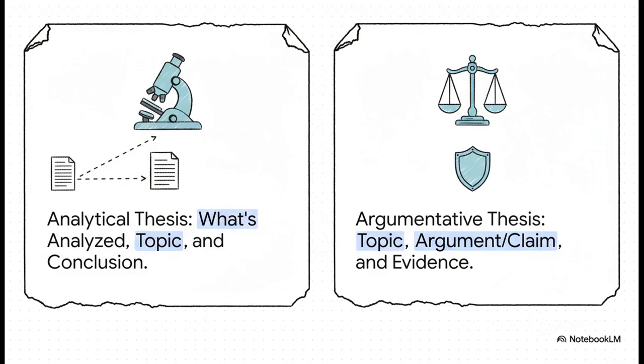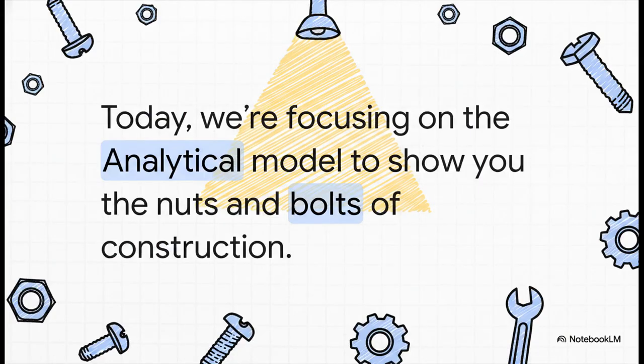First is the analytical thesis. This is what you use when you're breaking down a topic to really understand it better. The formula is pretty simple. What you're analyzing, the specific topic, and the conclusion you come to. Then there's the argumentative thesis. This is your go-to when you're making a specific claim that you have to defend. For that one, the structure is your topic, your big argument, and the evidence you're going to use to prove it. Both are super useful for sure.